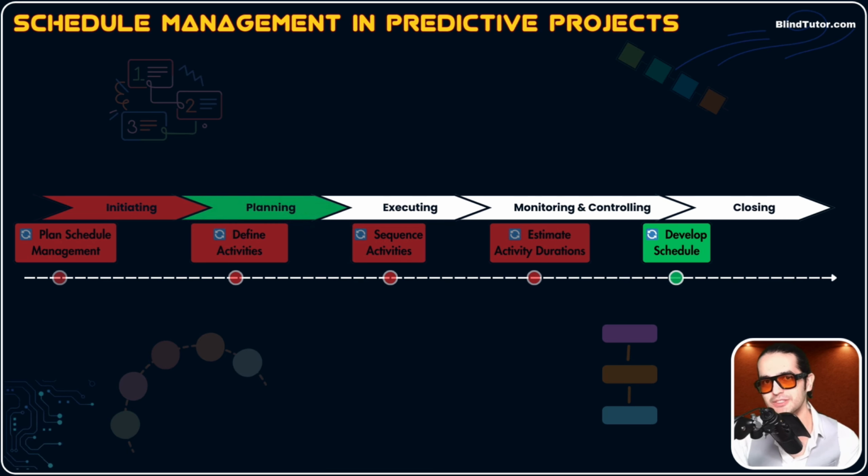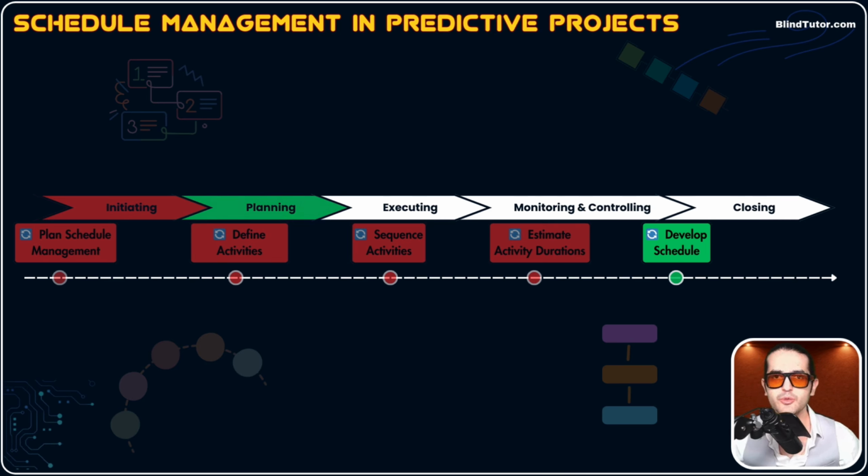Okay, what did we do so far? The first process, plan schedule management. We came up with the how-to guide for schedule, which is called the schedule management plan. Second process, define activities. We broke down those WBS work packages into smaller activities, and we came up with three outputs: activity list, activity attributes, and milestone list.